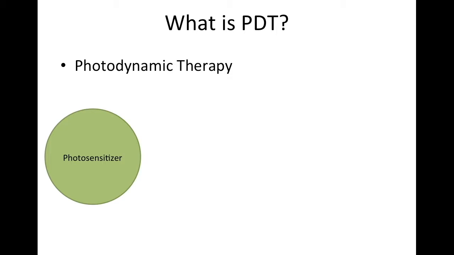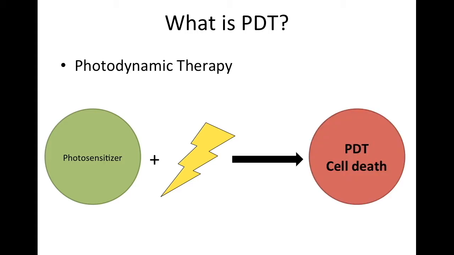Normally, this photosensitizer is non-toxic, but when exposed to light of the proper wavelength, it generates molecules known as reactive molecular species. These are toxic to cells and can kill them.